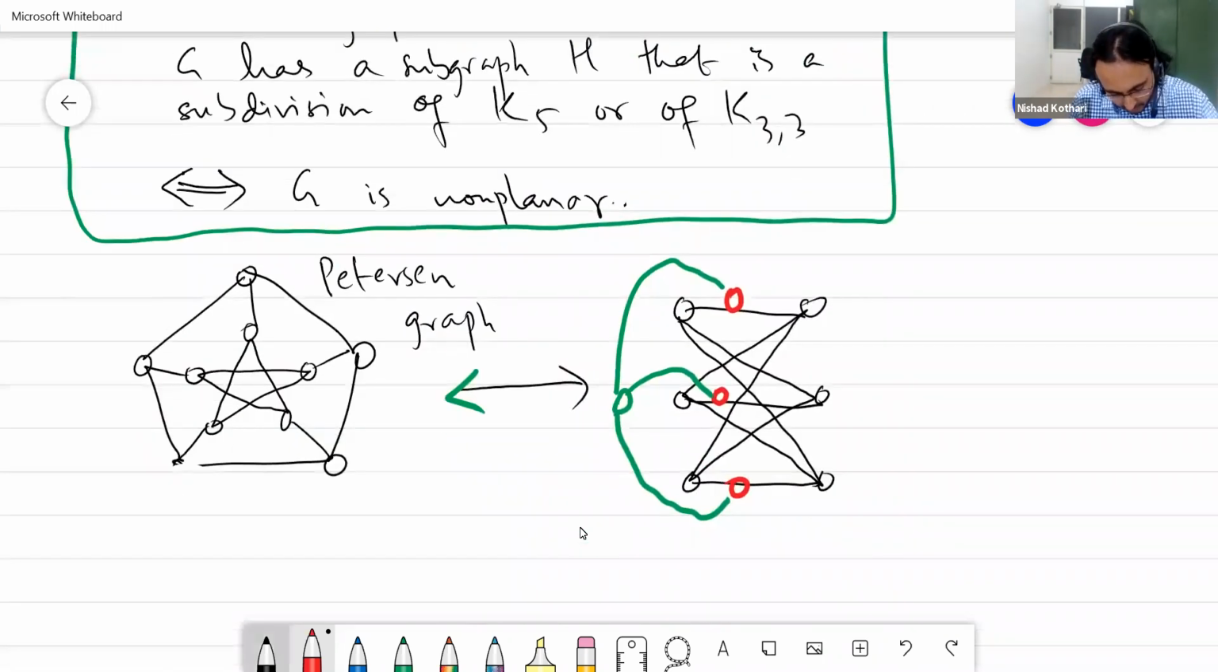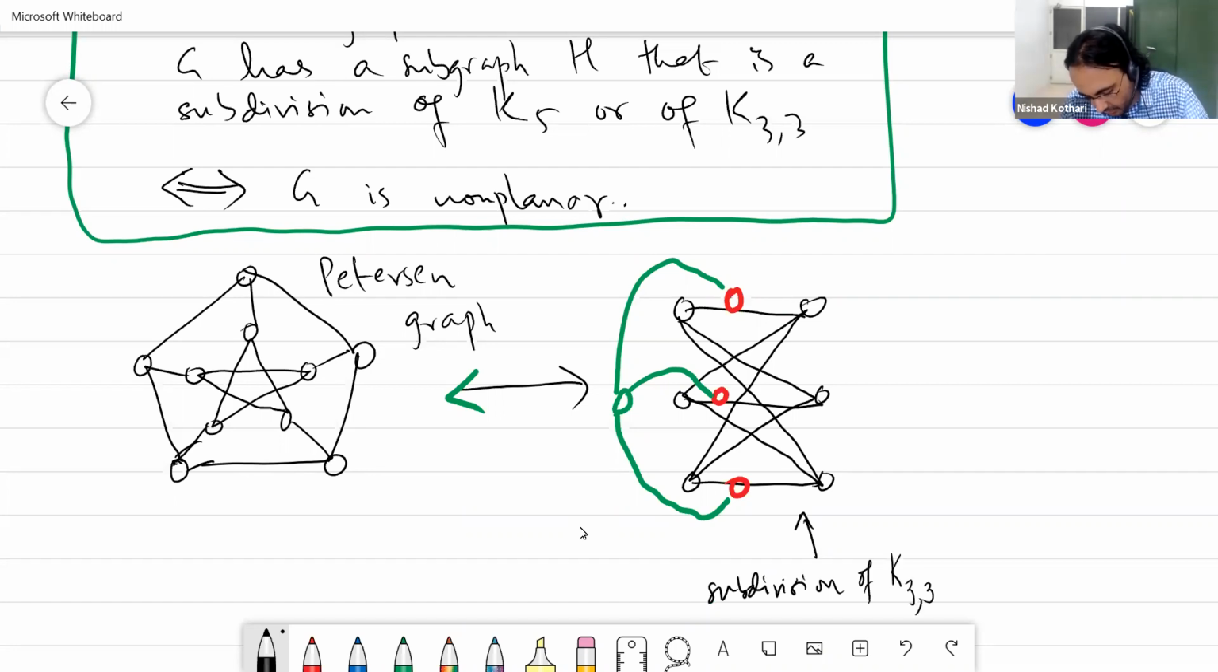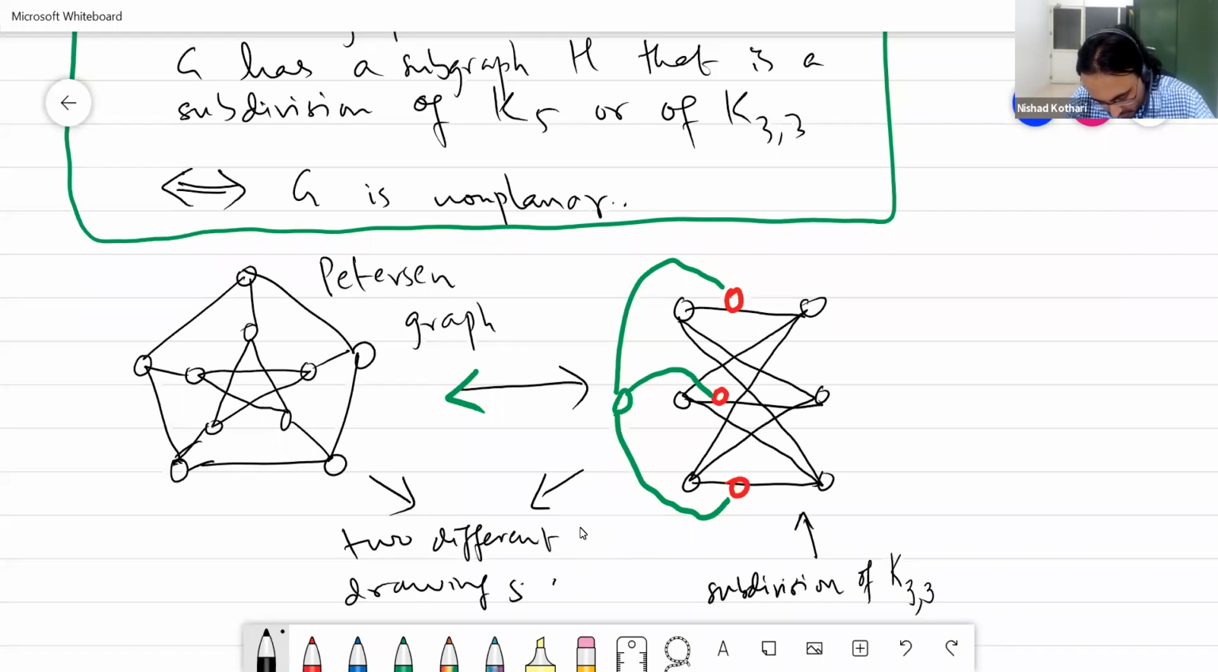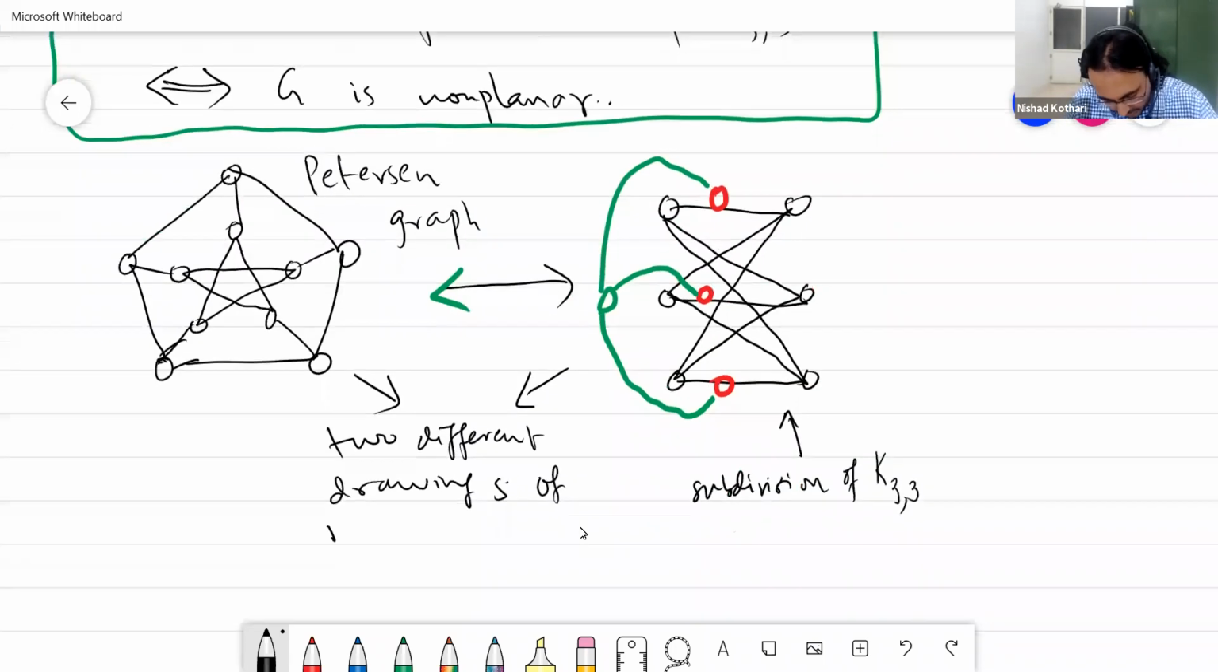The Petersen graph is non-planar because here you see a subdivision of K33 in red color and black color. That is a subgraph of the big graph. And you can check that these are just two drawings of the same graph. Two different drawings of the Petersen graph. And so in a mathematical textbook, you would say that these are isomorphic graphs. But I'm just going to say that they are different drawings of the same graph.